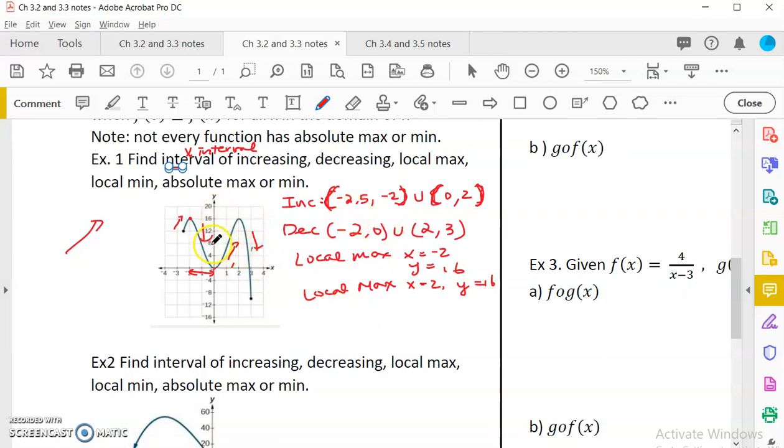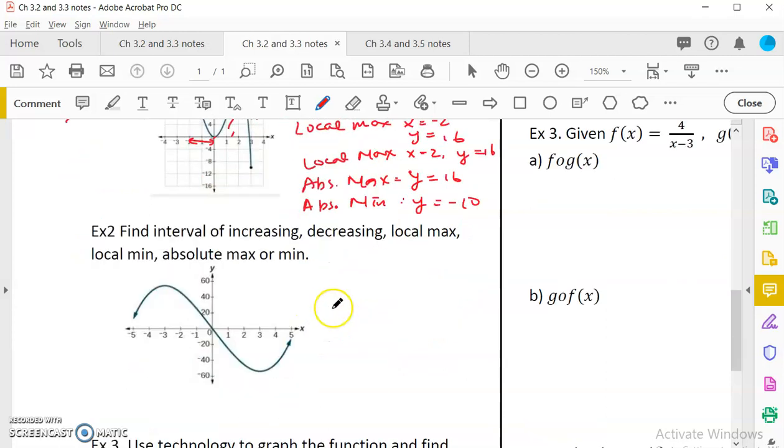Are there any absolute max? What's the highest point totally? Absolute max would be, out of the whole thing, I think 16 is the highest point on this graph. So we just need to say y equal to 16. Absolute minimum is the lowest point of the whole graph. That would be this point, right? -10. So in this case, it has all these.